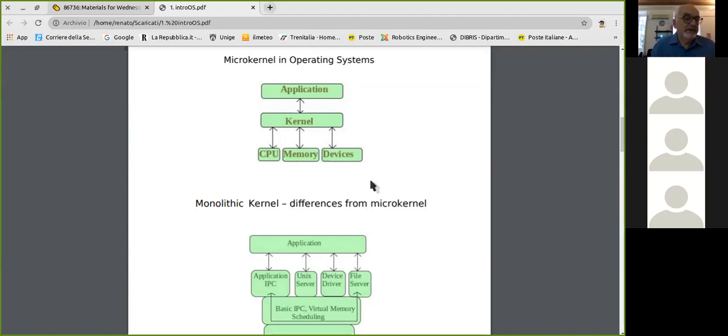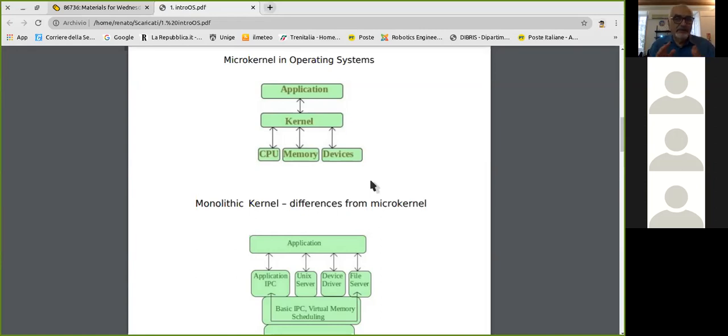All interrupts, I assume that the concept of interrupt is familiar to you, all interrupts jump inside the kernel space. So the kernel space is a whole machine. It may be the only one that runs if you don't have user programs. So this is the kernel of the system.